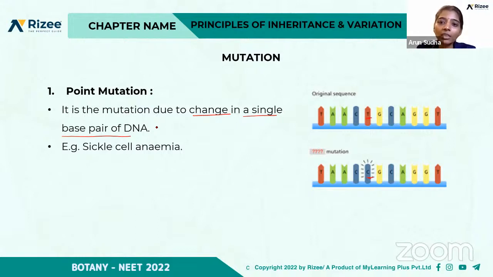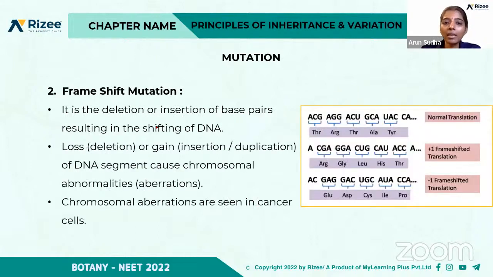As a result of the change in amino acid, that leads to defective protein synthesis, right? So that leads to a disease which is called sickle cell anemia. So this is a point mutation as a result of a single base pair change. And what do you mean by frame shift mutation? It is the deletion or insertion of base pairs resulting in the shifting of the reading frame of DNA.